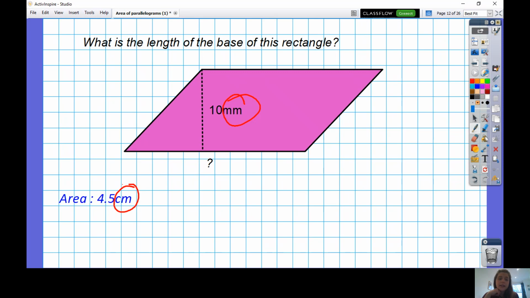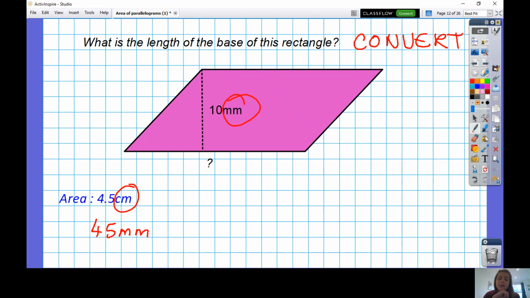In one word, what do I need to do before I do anything else? Well done if your one word was convert. Before I do anything else, I need to convert my units of measure. I need to make 4.5 centimetres into millimetres. I know I times by 10, so that's 45 millimetres.